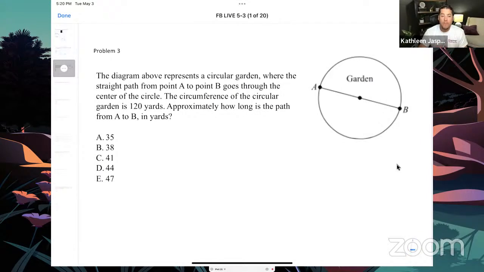All right, problem number 3. Diagram above represents a circular garden where the straight path from point A to point B goes through the center of the circle. The circumference of the circular garden is 120 yards. Approximately how long is the path from A to B in yards? Now, some of these problems can be a little confusing if you're not comfortable with circles and the terms used for circles. You have a lot of words on the screen, and then you got a picture of the circle, and there's no values anywhere except for this 120 right here.